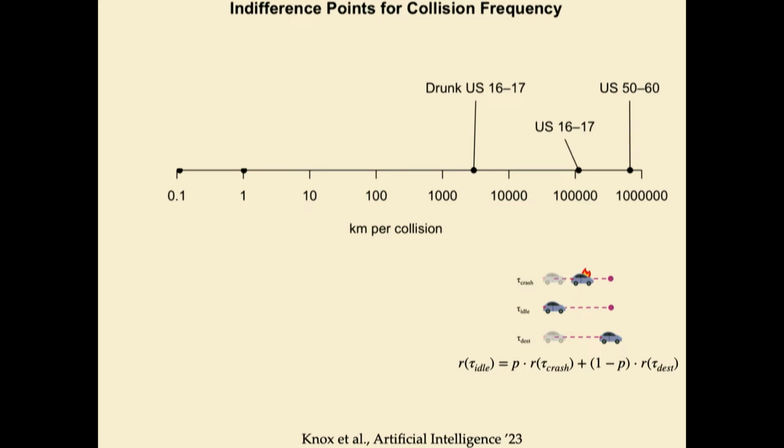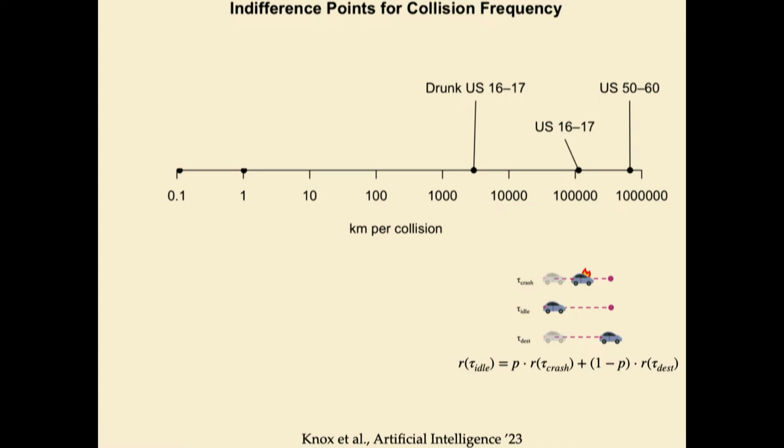The safest are 50 to 60-year-old adults, and at about one order of magnitude below that, you've got 16 to 17-year-olds. So those are the most dangerous people that are legally allowed to drive in the US. And you've got drunk teenagers an order of magnitude and a half further below that.